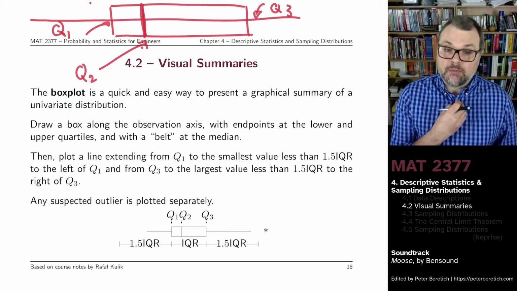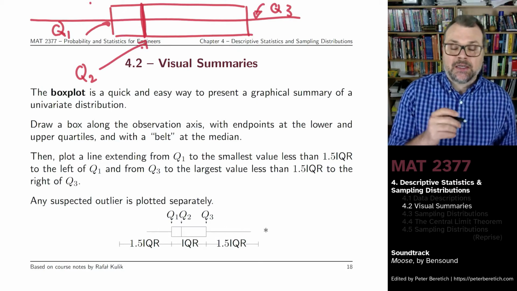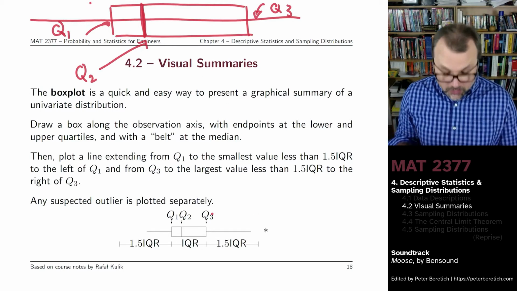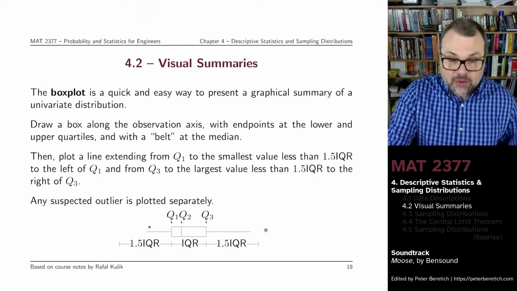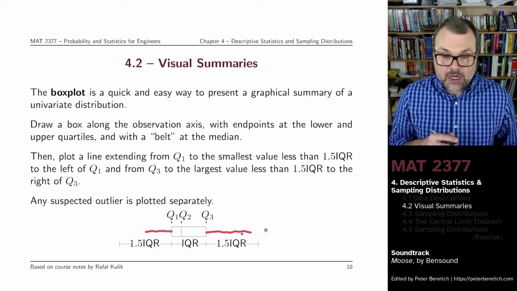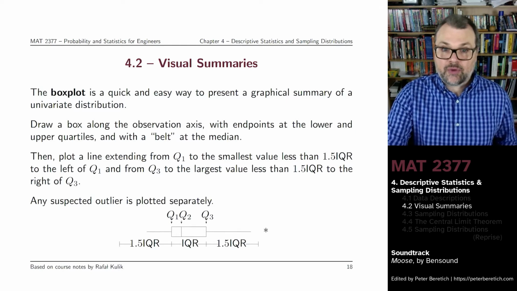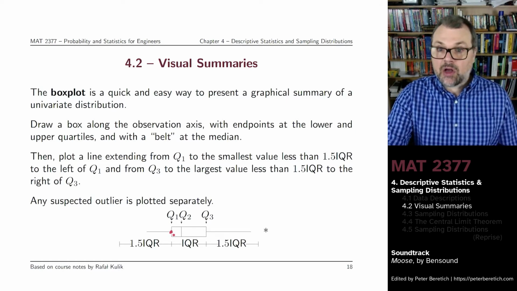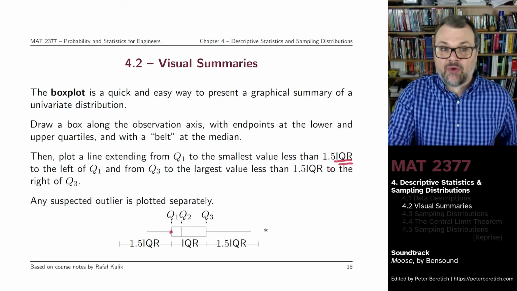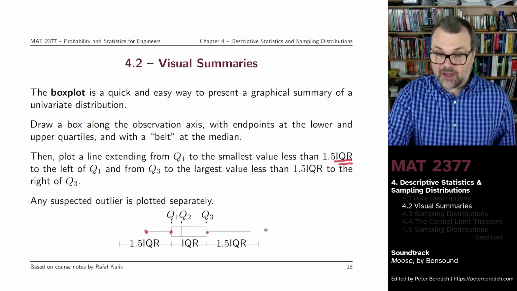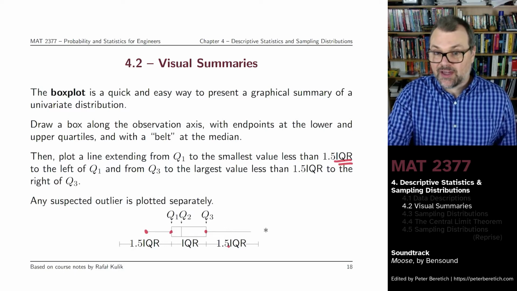These plots are also called box and whiskers plots because very often what you will see, I'm going to move now to the plot below, are these little whiskers. And these whiskers are special lines. You will extend the line from Q1 to the smallest value which is less than 1.5 times the interquartile range to the left of Q1. And you will do the same thing for the largest value which is less than 1.5 times the interquartile range to the right of Q3.